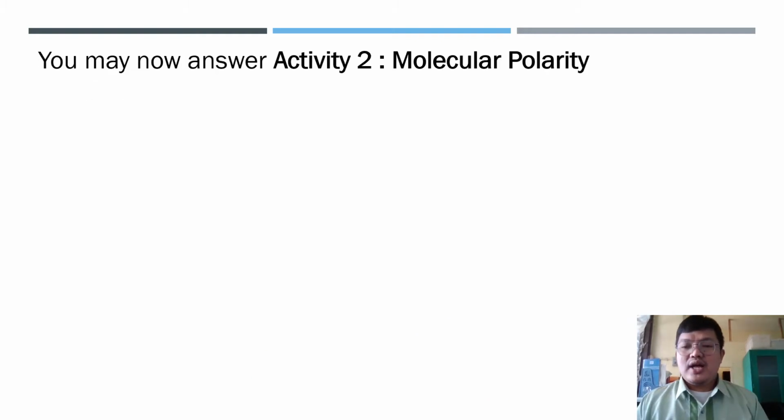Now that you know how to calculate the electronegativity difference of compounds, you may now answer activity 2 for the molecular polarities. You can pause this video if you want, or you can go back to the previous slide in order for you to understand how to calculate the electronegativity difference between elements in a compound.